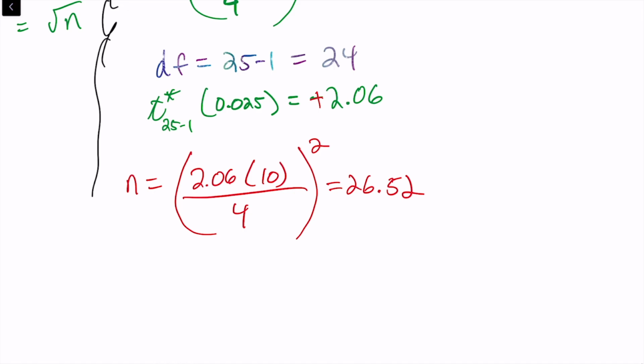And the deal with these is that we always want to round up. We always want to be extra careful. So the answer is 27. The professor needs to sample at least 27 students.